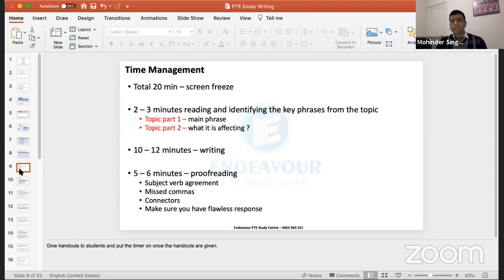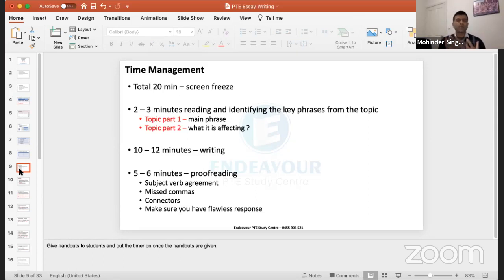So 2 to 3 minutes for reading and identifying the key phrases from the topic. Read the topic properly so you can extract noun phrase one and noun phrase two, which are known as topic part one and topic part two. Noun phrase one, or topic part one, is the main phrase or main keyword, and topic part two is what that keyword is affecting if we change that keyword.